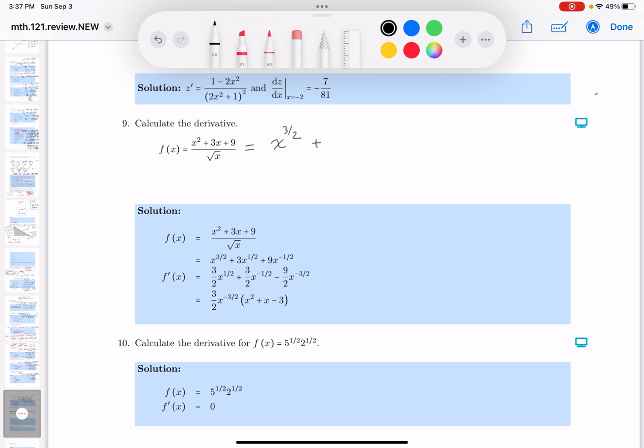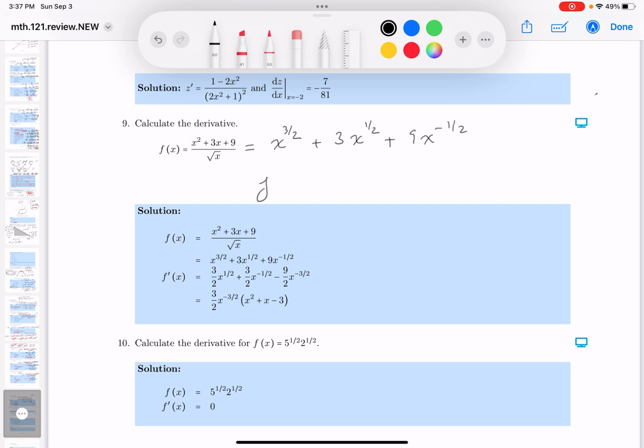What's the next term going to be? Let's write this down. 3, and that's going to be x. Rules of exponents: it's going to be x to the 1 divided by x to the 1/2, so I get x to the 1/2. What's last? You get 9, and then x to the minus 1/2.